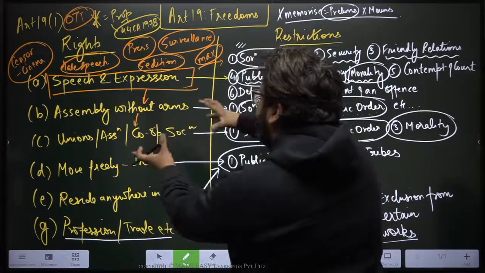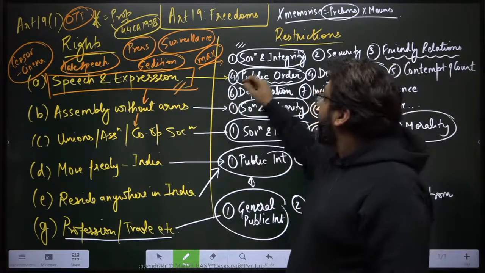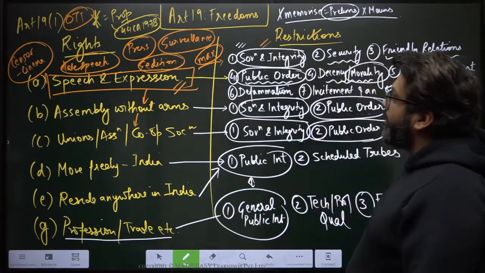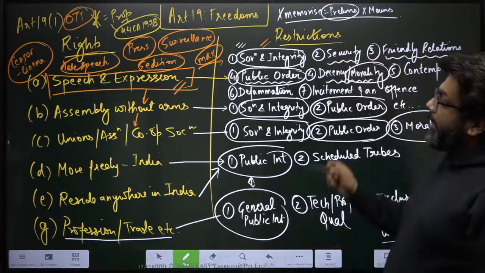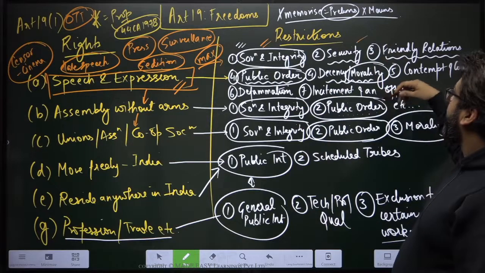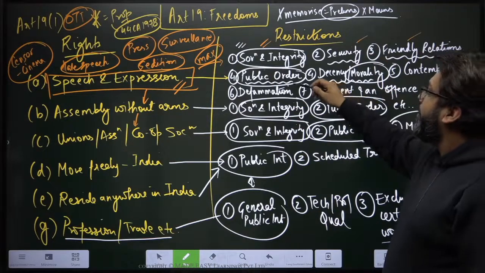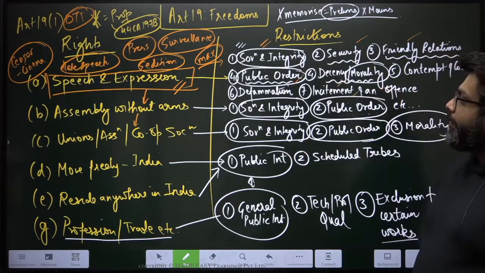Are you able to see where the issues are coming from? They're coming from here and they're coming from here. That criminalizing sedition, is it a reasonable restriction under security, friendly relations, public order, decency, incitement of an offense?